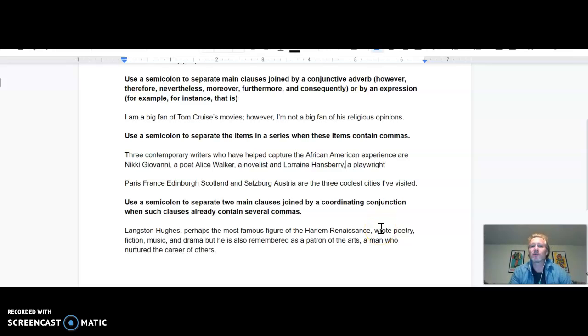So when do we put the semicolons? After the part that describes them. Nikki Giovanni, she is the poet, and I want to make sure everybody understands that by cordoning it off right here. Nikki Giovanni, a poet, with that semicolon. Alice Walker, a novelist, semicolon. And then, of course, at the end of the sentence, we're not going to put a semicolon. Lorraine Hansberry is a playwright, but the sentence ends, so we will put a period.